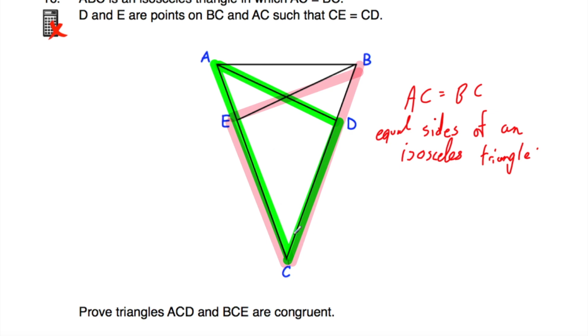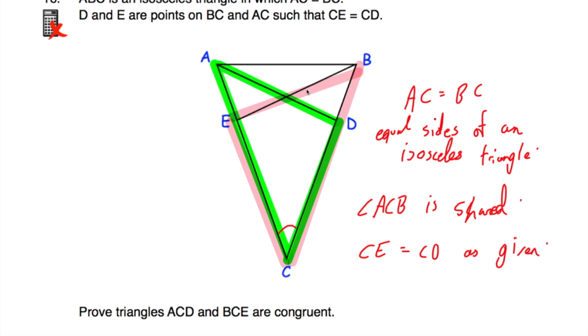Now another thing that grabs my attention is if we have a look at this angle down here, this angle is in both triangles. It's in the triangle BCE, but it's also in the triangle ACD. So this angle here is shared. So let's write that down: the angle ACB is shared. And then we were also told in the question that D and E are points on BC and AC such that CE equals CD. So we're told that this length here is equal to this length. So we know that CE equals CD, and that was given.